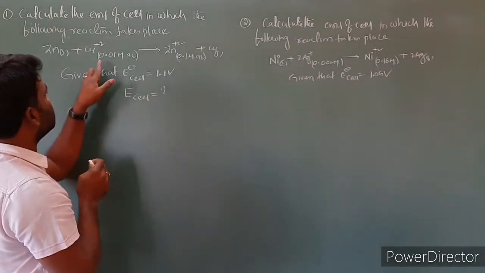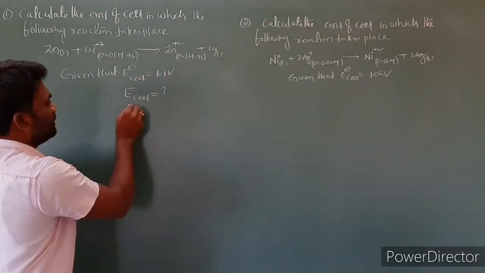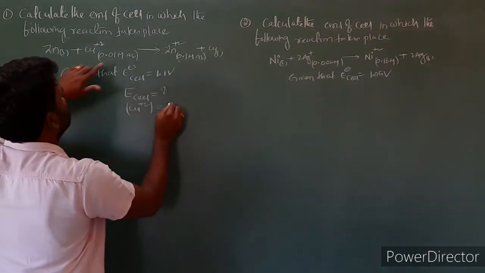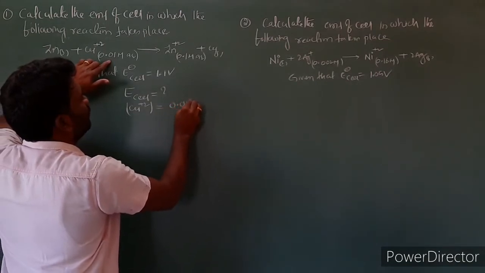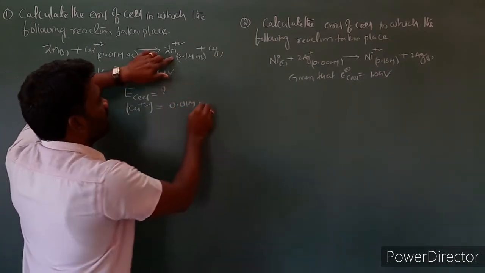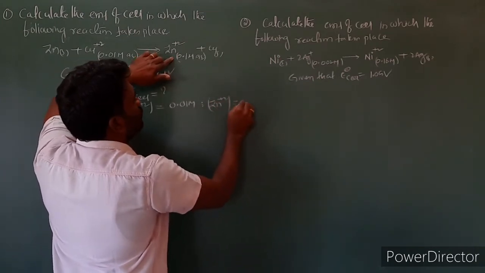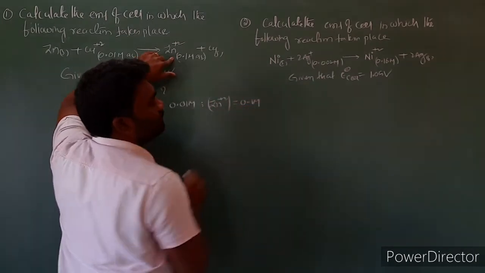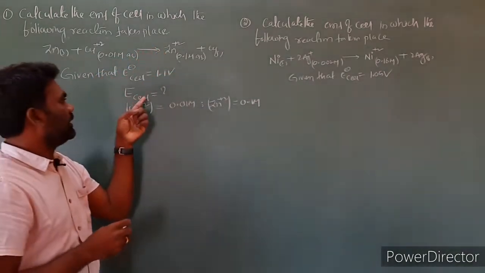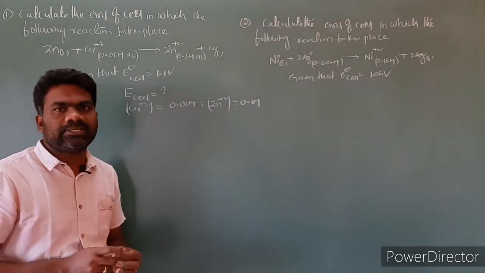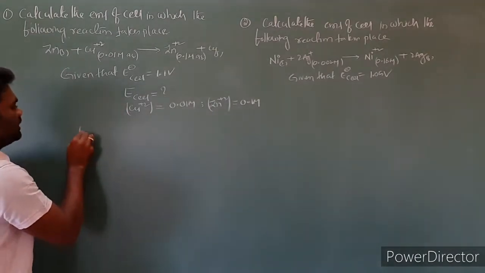And the concentration of the ions is given. You can write it there. First, the Cu²⁺ ion concentration is given as 0.01 M. And the concentration of the Zn²⁺ ion is given as 0.1 M. Then we have to find out E cell. For this cell reaction, we have to write a Nernst equation. So let us write the Nernst equation first.